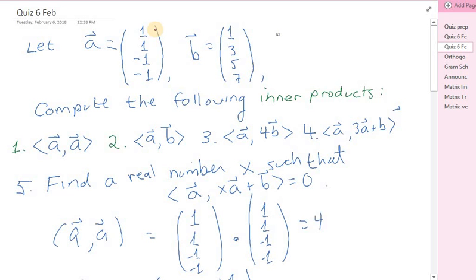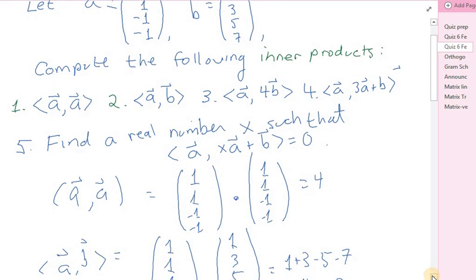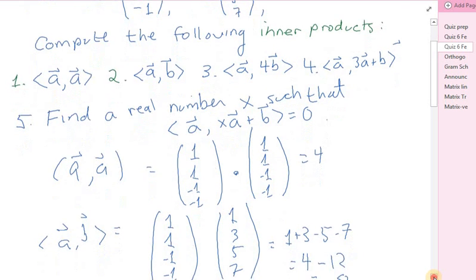All right, ready? So here we go. First question was the inner product of A with A. And like we've seen before, you just take the corresponding components and run them down. This gives us the answer 1 times 1 plus 1 times 1 plus minus 1 times minus 1 plus minus 1 times minus 1, which gives me a total of 4. All right? So that's the inner product of A with A. A with B, you do similarly, right? A and B next to each other.